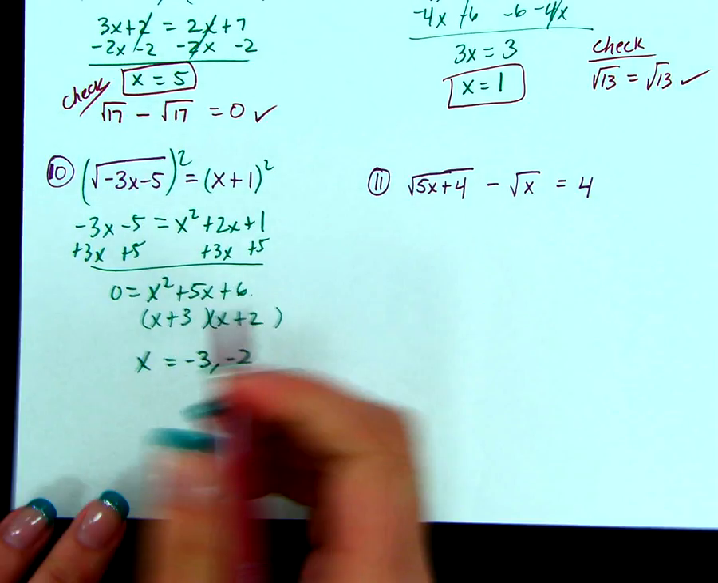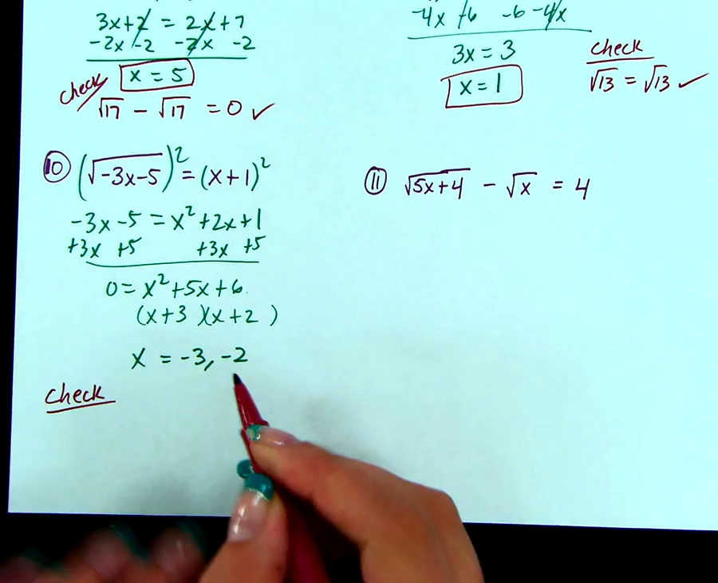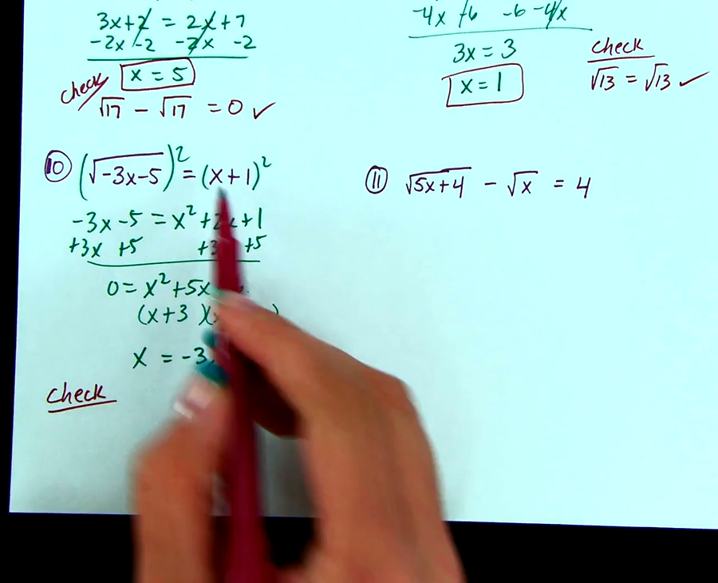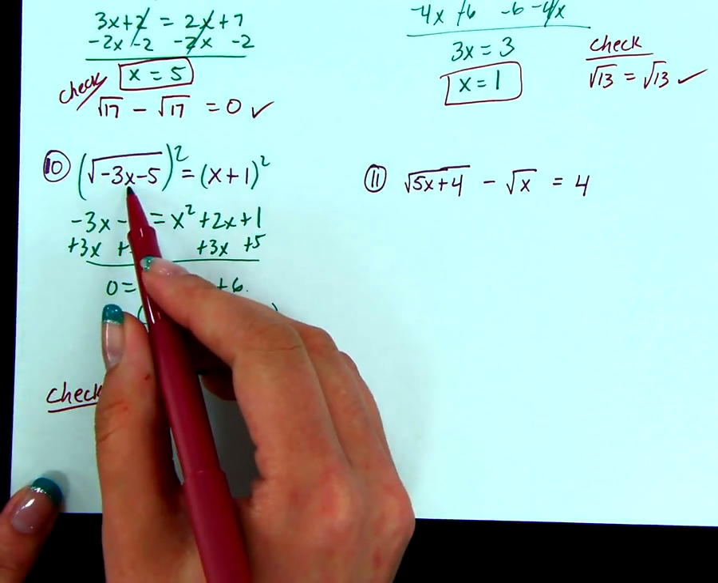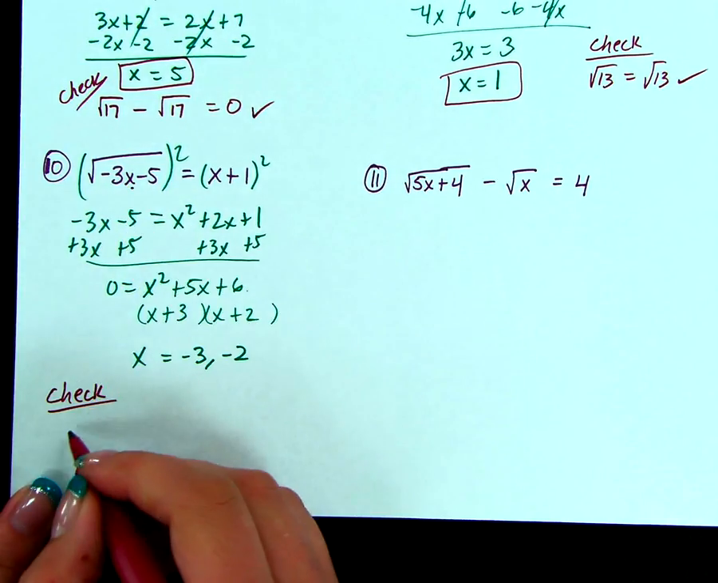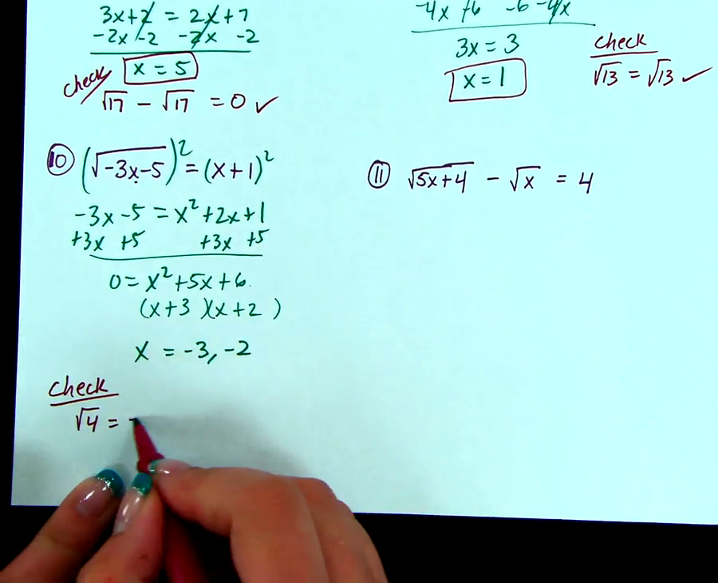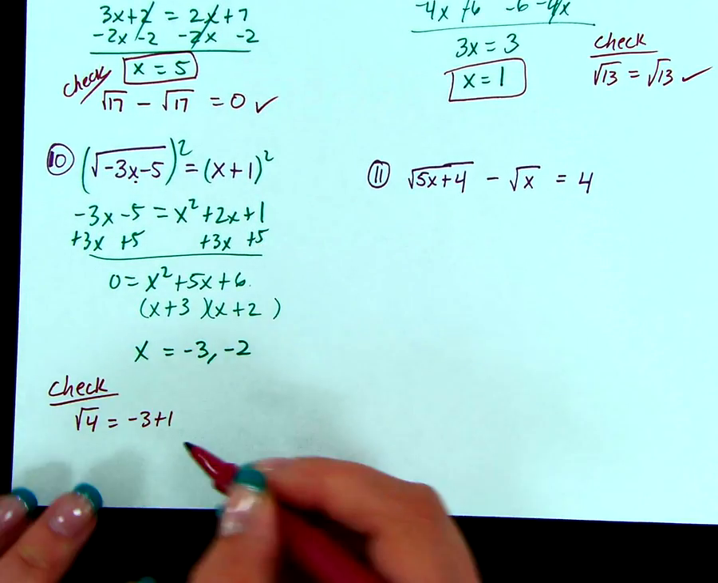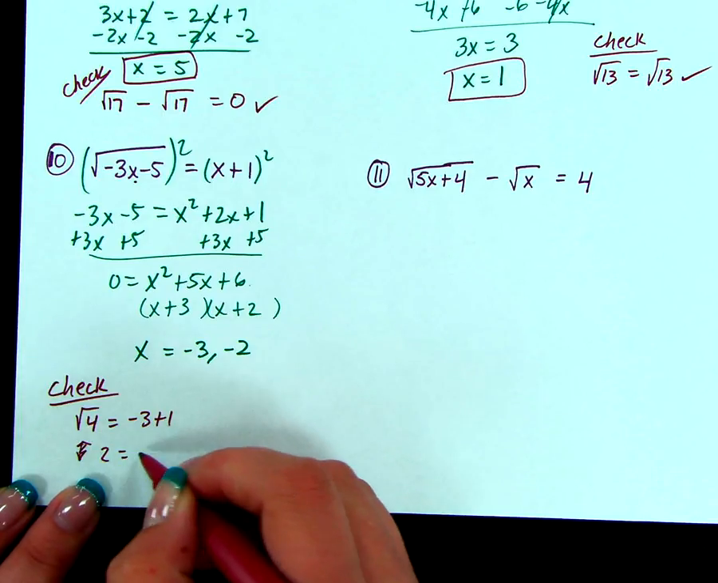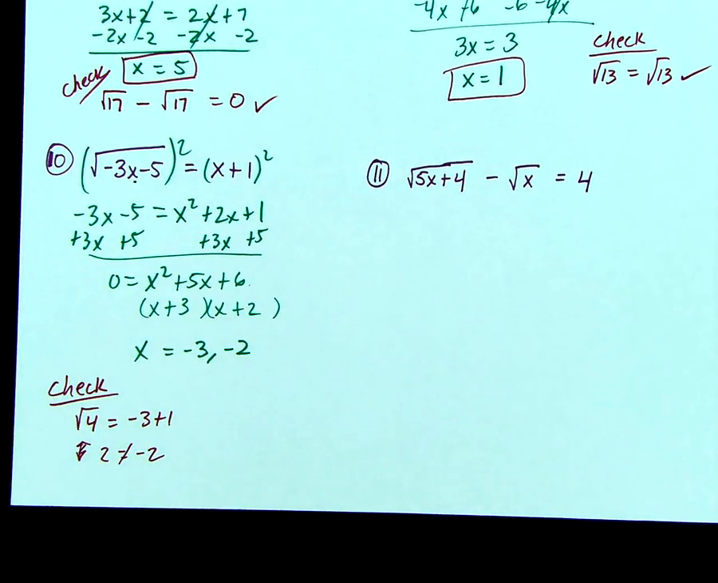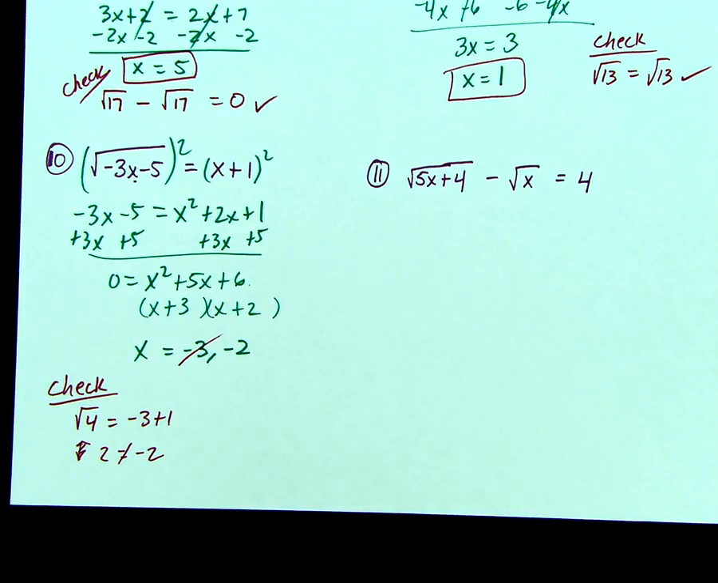And then we need to check to make sure that both of those numbers work. And we're going to substitute negative 3 into both of the x's. So negative 3 times negative 3 will give us a positive 9. 9 minus 5 is 4. So we have the square root of 4 equals, and then negative 3 plus 1. So that would just be a 2 equals negative 2, which is not a true statement. So that means that negative 3 is extraneous.